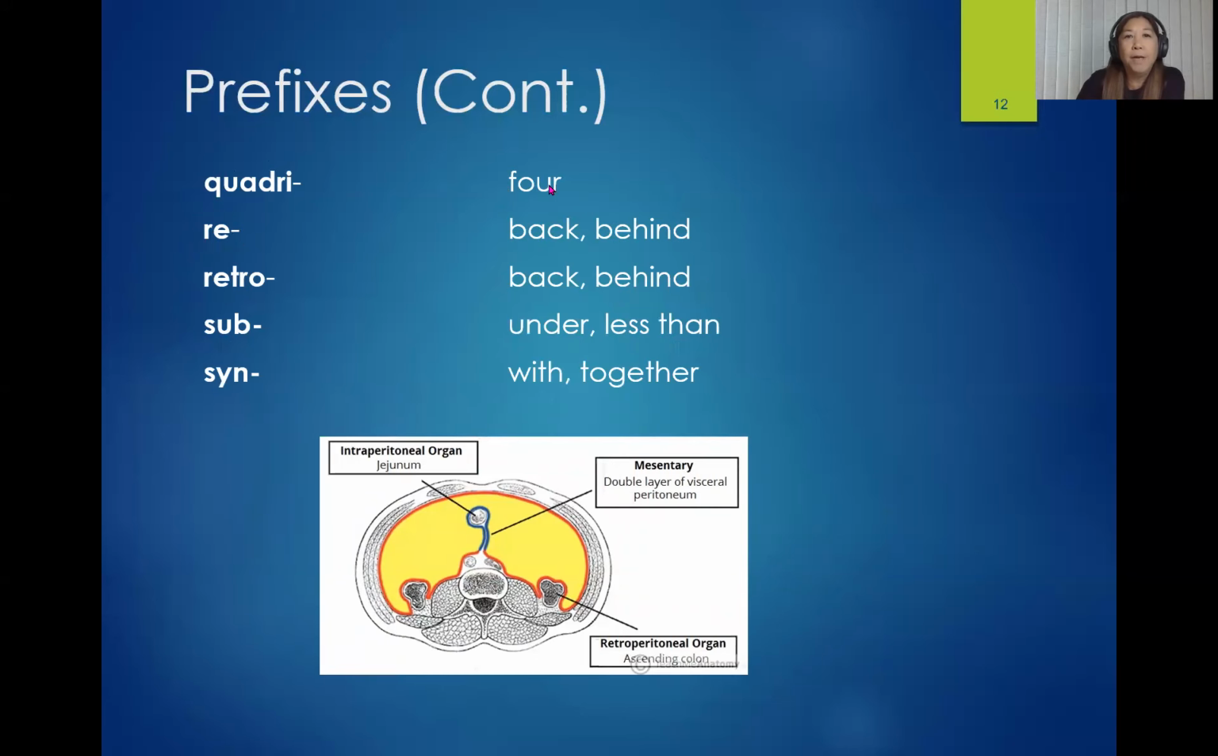Quadrate or quad means four, right? So quadriplegia means that they have paralysis of all four limbs.